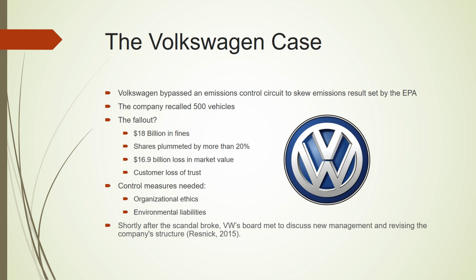So I'm going to look at the Volkswagen case, kind of like a case study. Recently, Volkswagen got caught in a scandal in which they bypassed an emissions control mechanism that was built into their engines. They intentionally bypassed it so that it would skew emissions results. The EPA had set forth some standards to reduce emissions and also increase gas mileage, and Volkswagen, unable to attain that standard, skewed the numbers, so to speak.